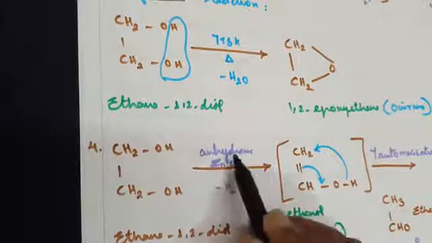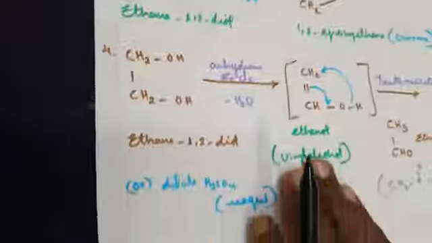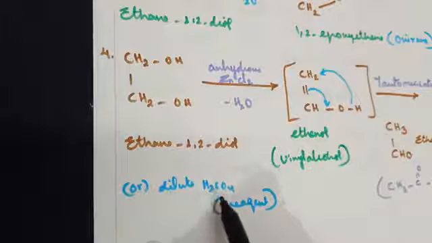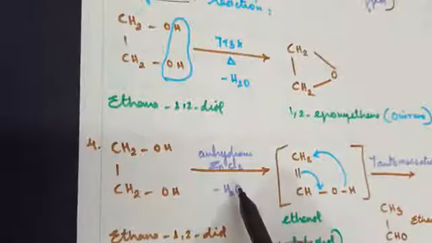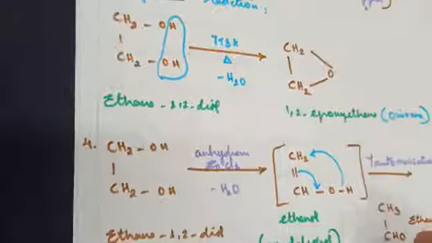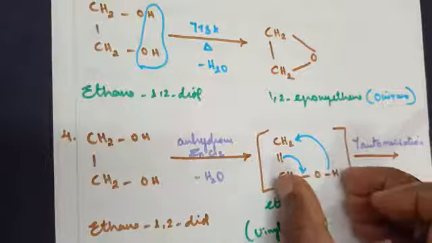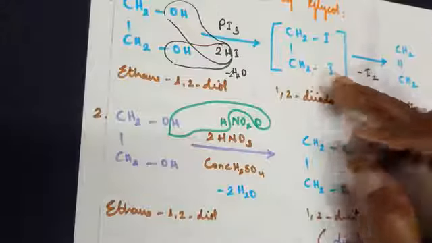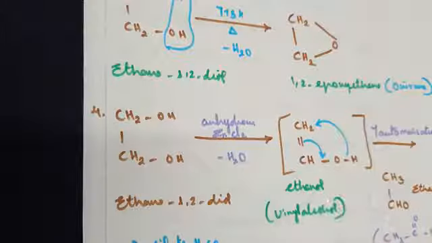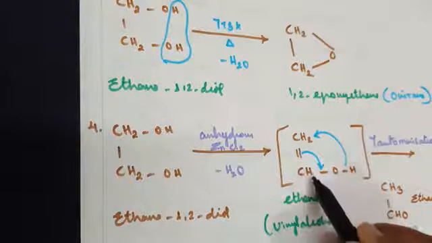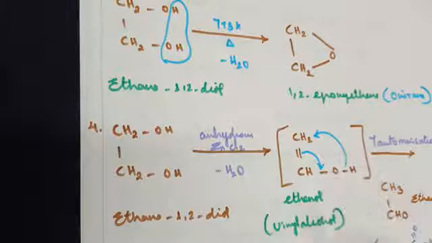One more: glycol when you treat it with anhydrous zinc chloride or dilute H2SO4. Here again a water molecule is lost. As a result of losing a water molecule, we get an intermediate compound. I told you the meaning of intermediate compound: an unstable compound. That is vinyl alcohol we get here, CH2 double bond CH, OH.